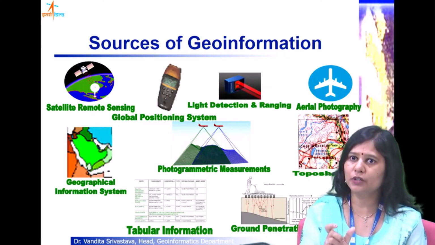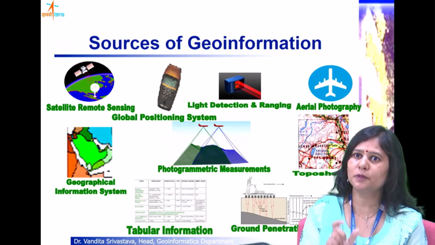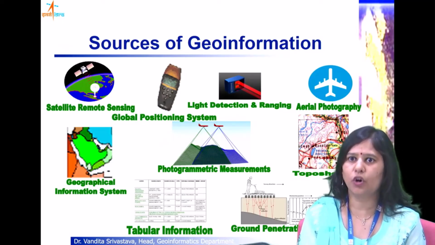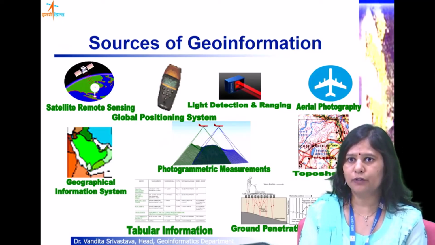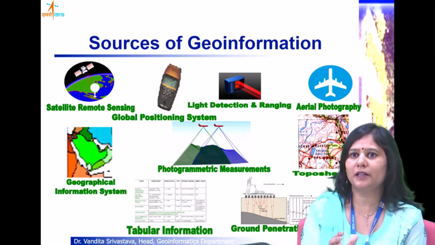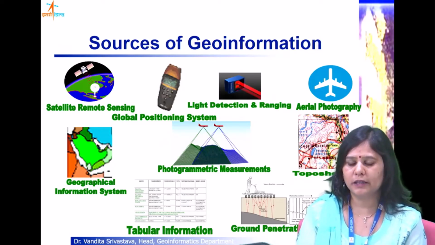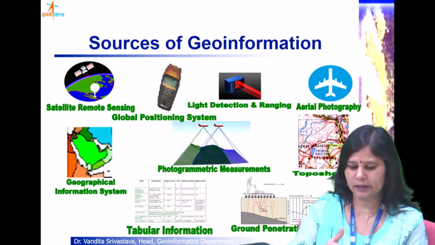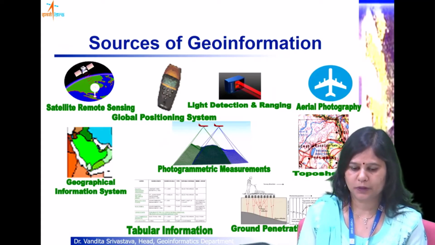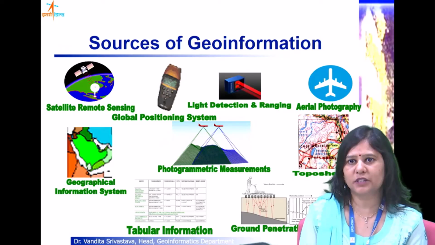When we call it geographic information, we are talking specifically about the surface of earth or earth in general. But if we remove the geo part, then it becomes spatial information. It can be anywhere in space, in space and time. So in that case we will call it spatial information.